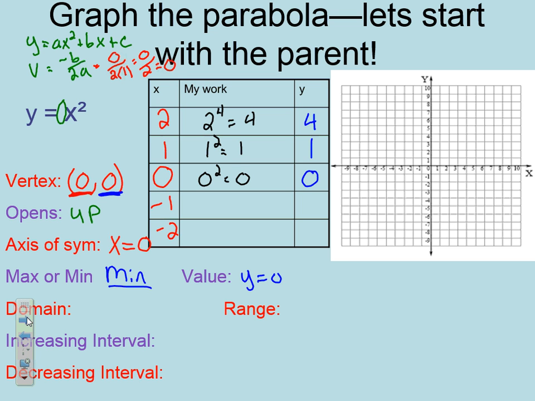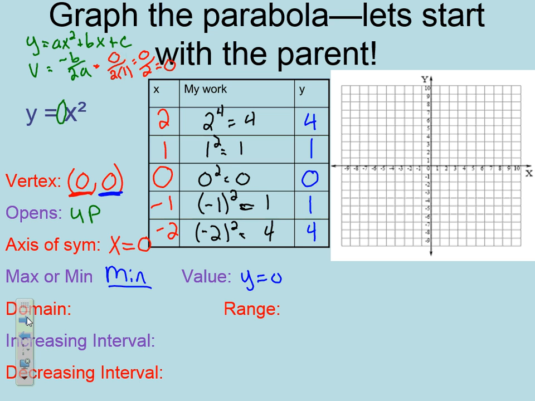Come down here. Now, my x is negative, so it has to be parenthesis -1 squared. If we type that into our calculator, we're going to get 1. So my y value is 1. Here I'm going to have -2 squared, which is just going to give me 4. So my y value is 4.